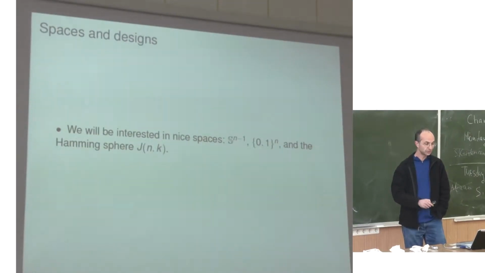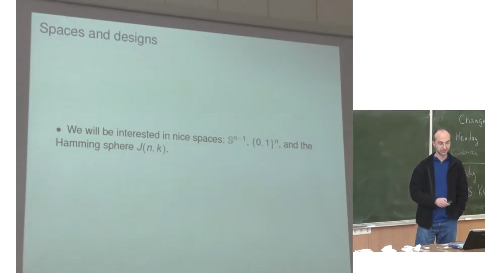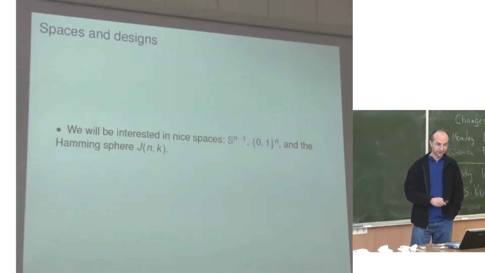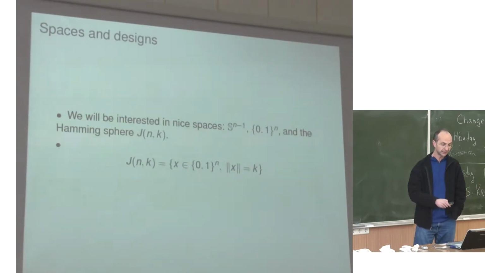Okay, so let's talk about spaces and designs in general. We have three examples running in this talk: the Euclidean sphere, the Hamming cube {0,1}^n, and the Hamming sphere of radius k, which means all the points in the n-dimensional cube which have exactly k ones.